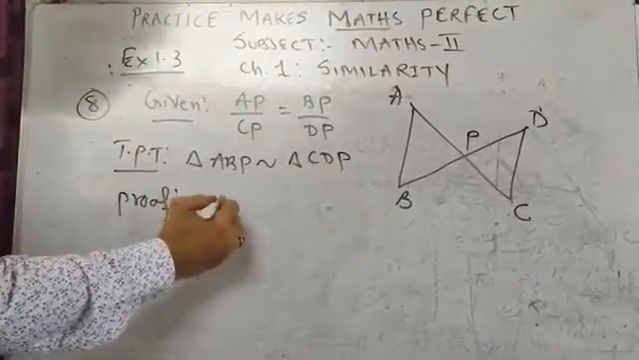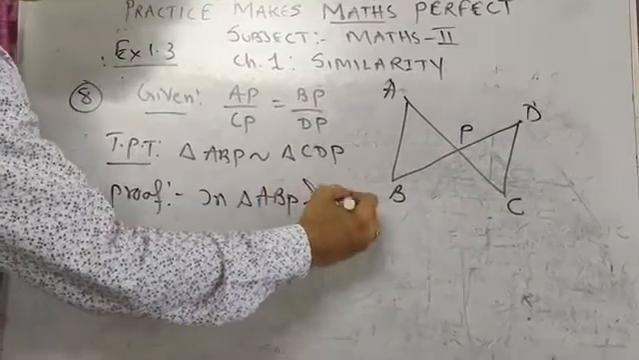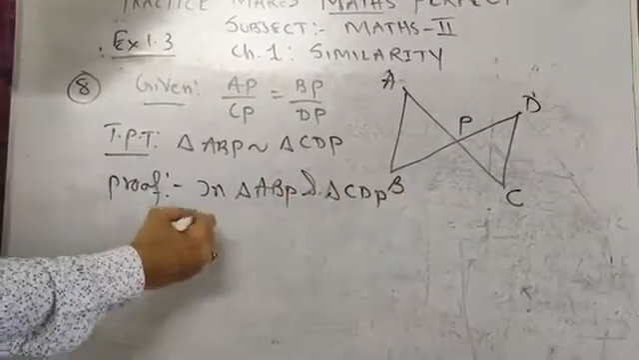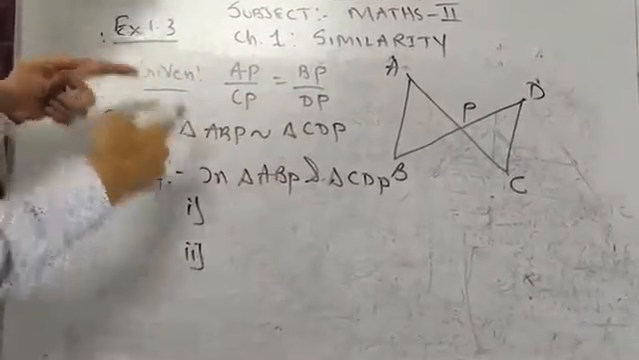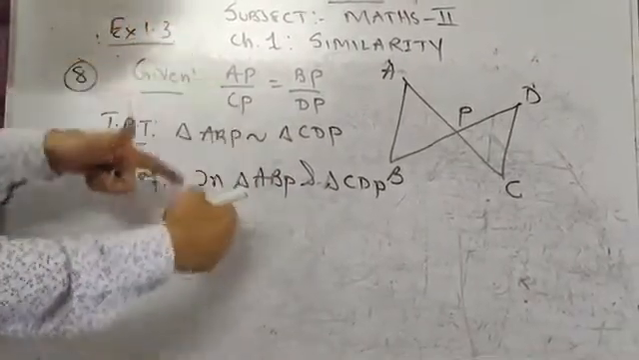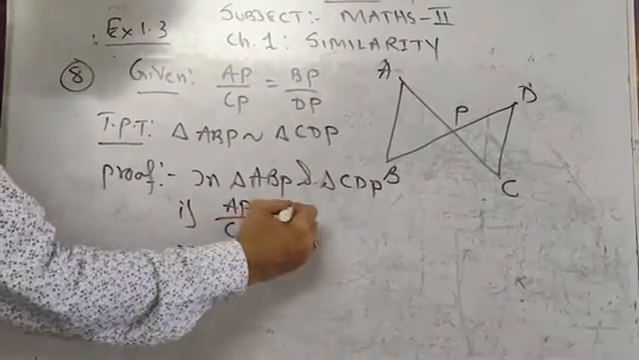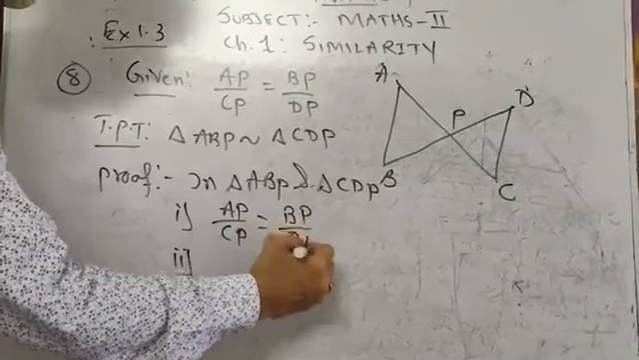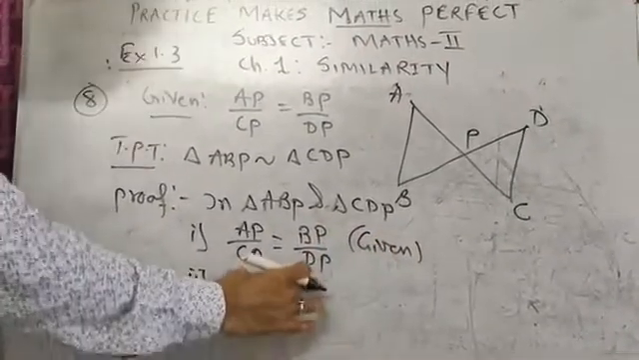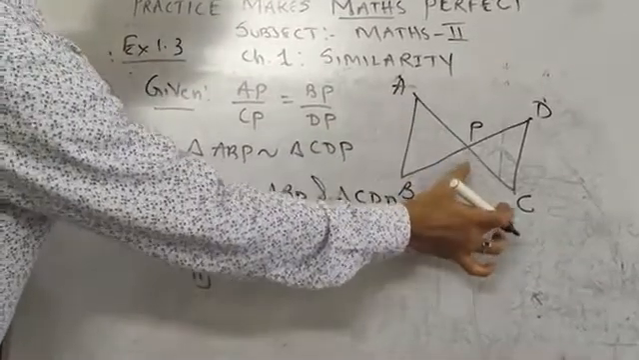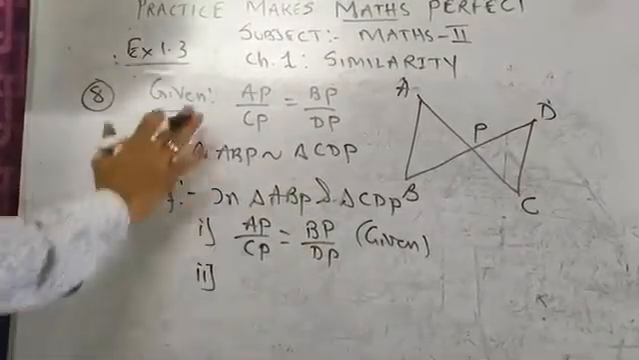So proof: in triangle ABP and triangle CDP, you will write first this, then two conditions will come here. So first condition is this ratio. This is directly given. So this you have to pick up from given and you have to write here. AP upon CP is equal to BP upon DP. This is given. You can see these two ratios are equal. Directly it is given equal, so directly you can write from given.